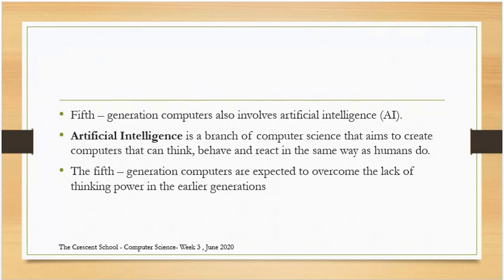Artificial intelligence is a branch of computer science that aims to create computers that can think, behave, and react in the same way as humans do. The fifth generation computers are expected to overcome the lack of thinking power in the earlier generations.